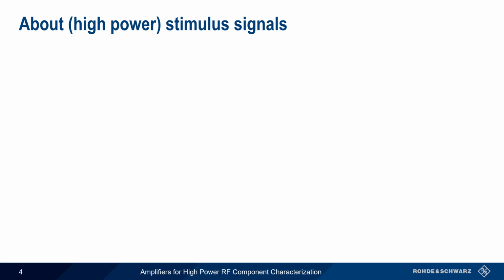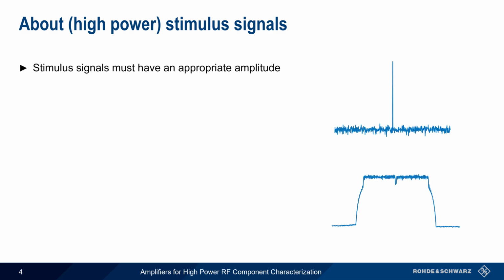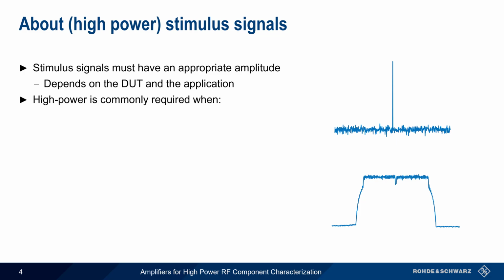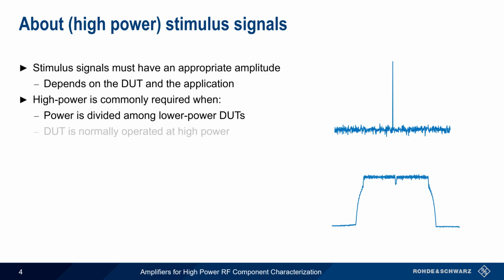This RF stimulus signal must have an appropriate power or amplitude, and this depends on the DUT itself as well as the application or testing environment. There are three main cases when a high-power RF signal is required. The first is when power is split or divided among multiple low-power DUTs, in order to allow multiple DUTs to be tested simultaneously using a single high-power signal source.